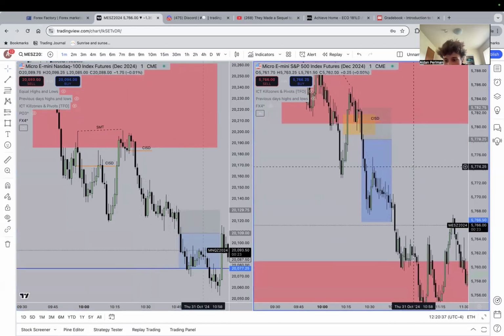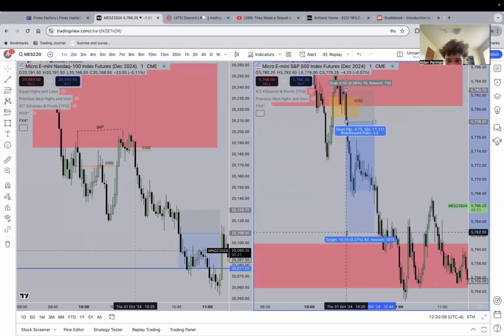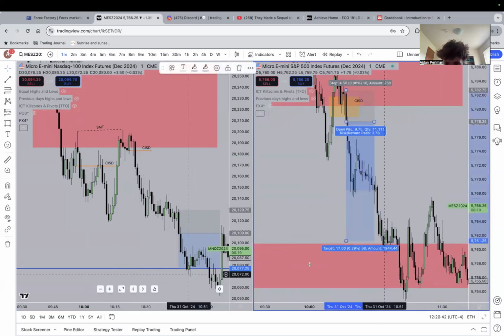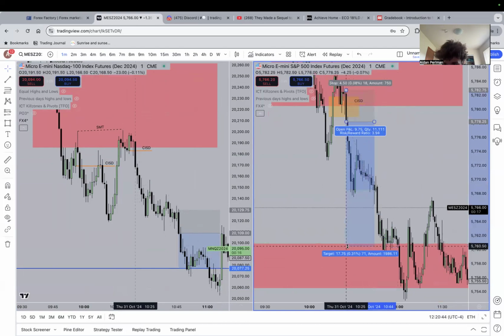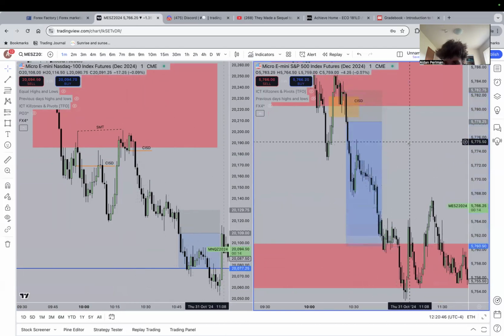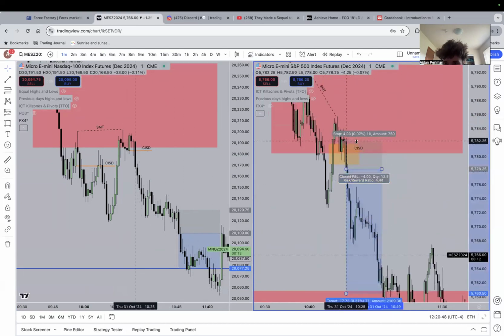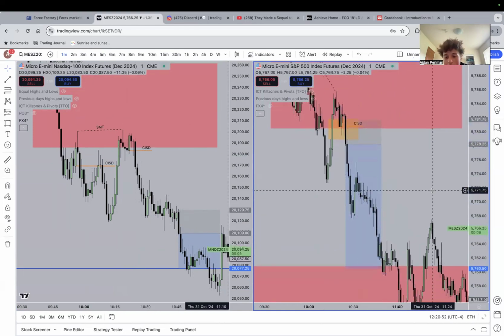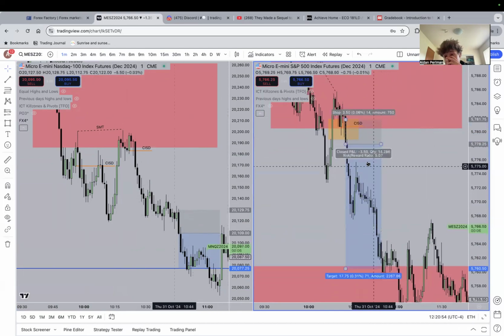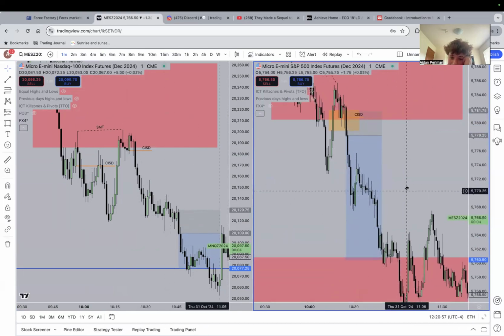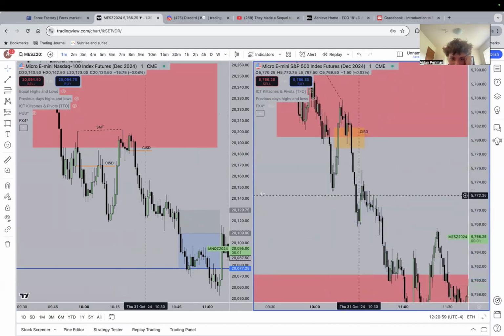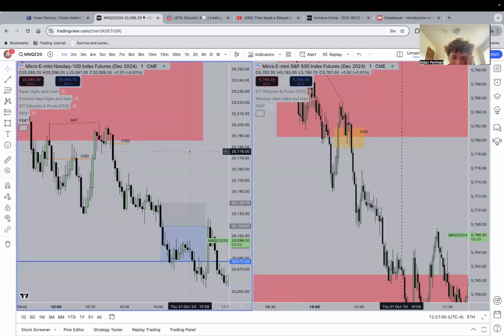So that would have been my first entry, right? And see where we tapped it. Yeah, that would have been a 4R trade. I think I put it a little shallower. Yeah, I put it at the top of the inverse. So 5R trade right there. Very, very unfortunate, but it is what it is.